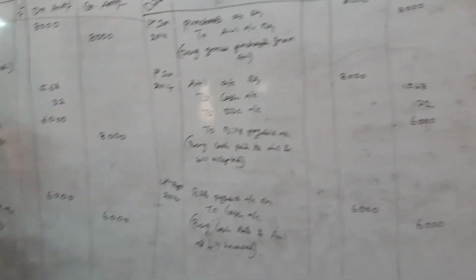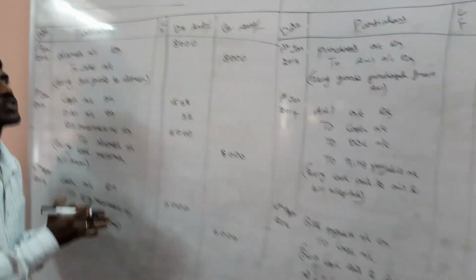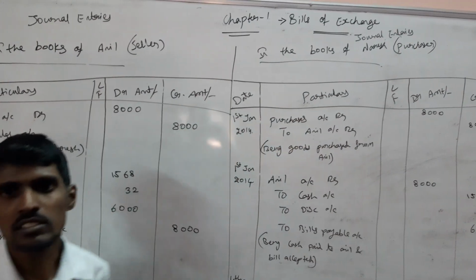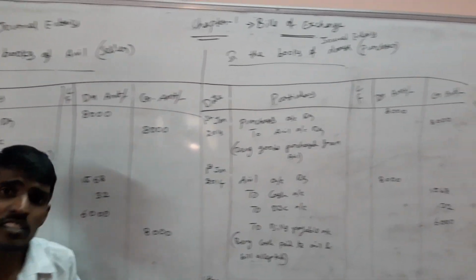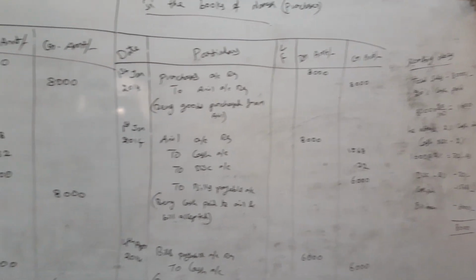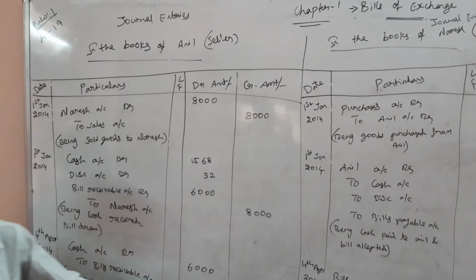So in this way we have to pass the journal entries in the books of both the parties based on their requirements. Because Anil will be the seller, Naresh will be the purchaser. So how Naresh will enter his transactions, we have to differentiate and enter the transactions. So this is problem number 1. You can refer to this.